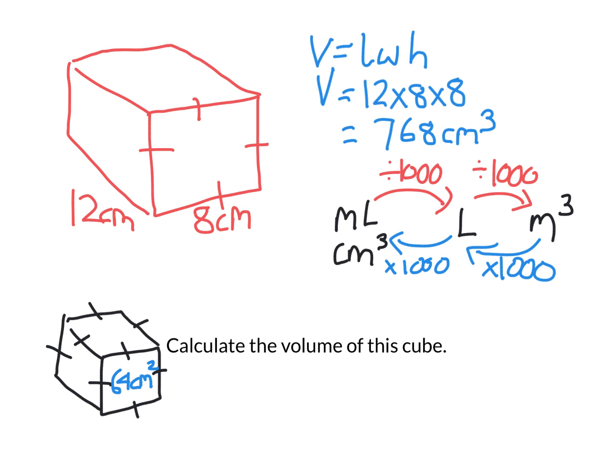This means that if I take little cubes with side length 1, little cubes that have volume 1 centimeter cubed, I could fit 768 of them inside this shape.